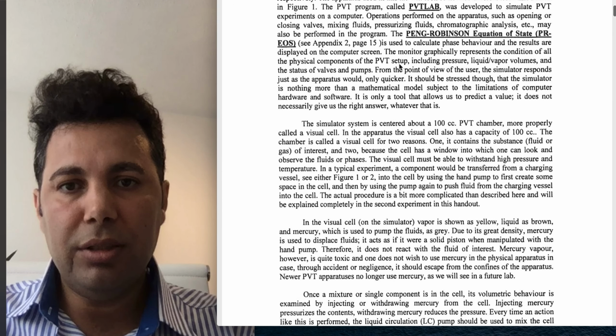And it starts from here actually, where it says a single component study using the PVT lab simulator. This is the process that I'm going to follow, and then you can basically use it for your lab report. Okay, and then we'll have our lab number two. So today we are going to cover all the way till page number 6.